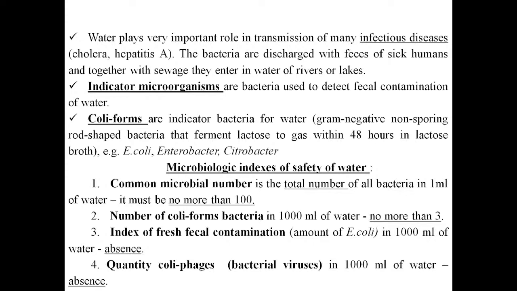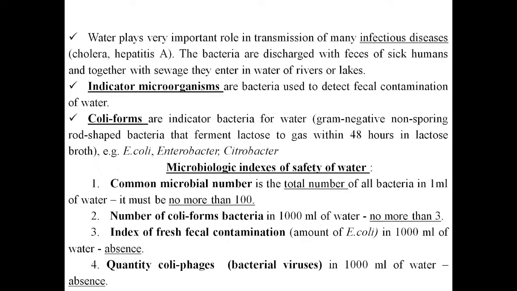Indicator microorganisms are bacteria that are used to detect fecal contamination of water. These are bacteria that show that there are feces in drinking water. What are these indicator microorganisms for water? Which bacteria show that there are feces in water, that this water is not safe?